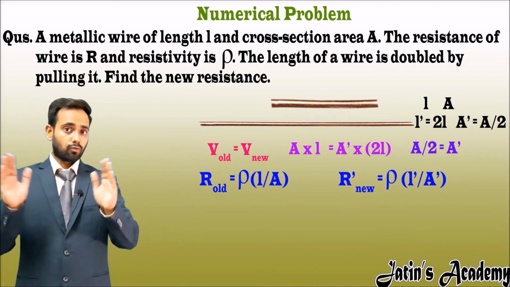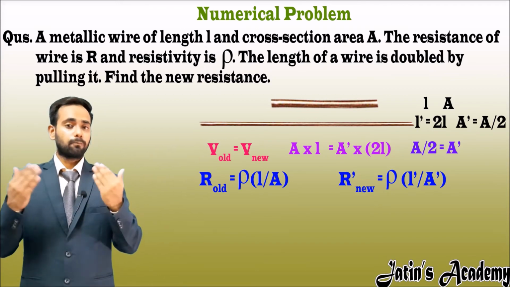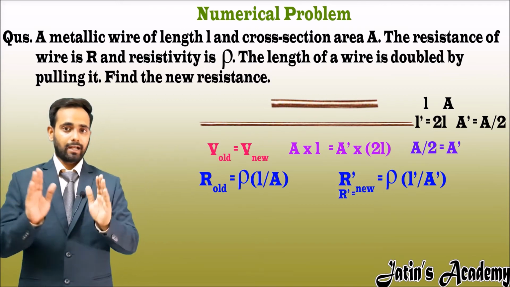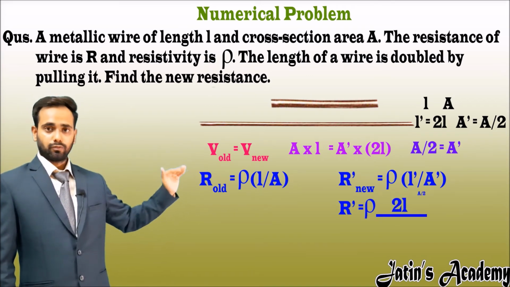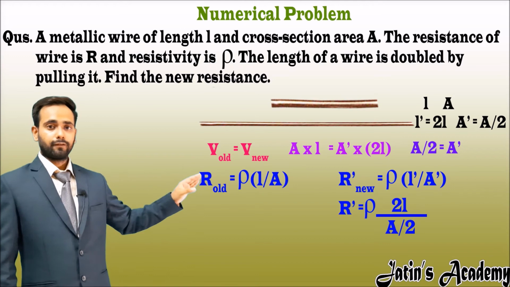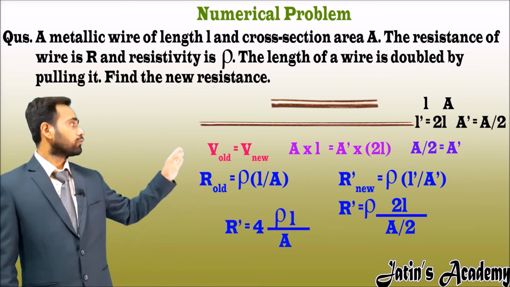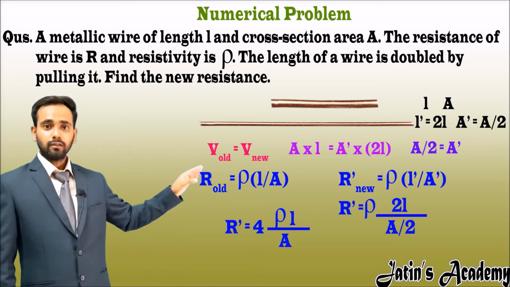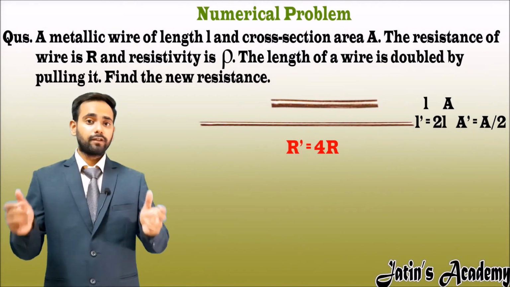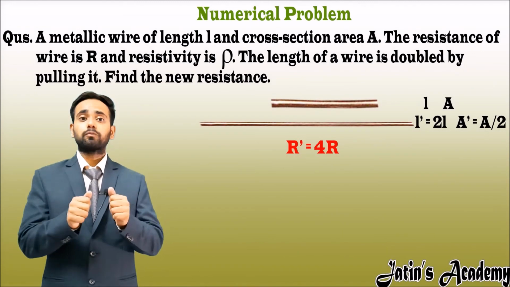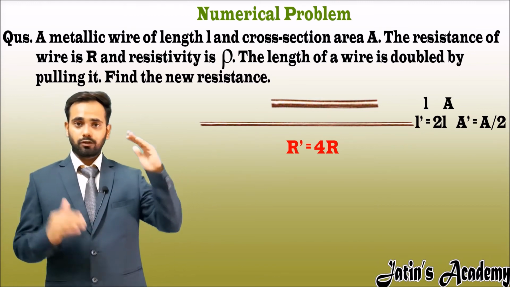Why did I choose only rho? Because the material is the same, so the resistivity is the same. Now put the values of L dash and A dash: L dash equals 2L and A dash equals A by 2. After solving we get R dash equals rho L upon A into 4. Now rho L upon A is nothing but R, so R dash equals 4R. It means if we increase the length of the wire up to twice the length, then the resistance of the wire becomes 4 times its original value.